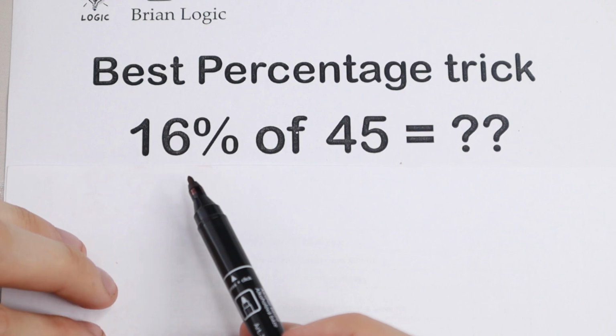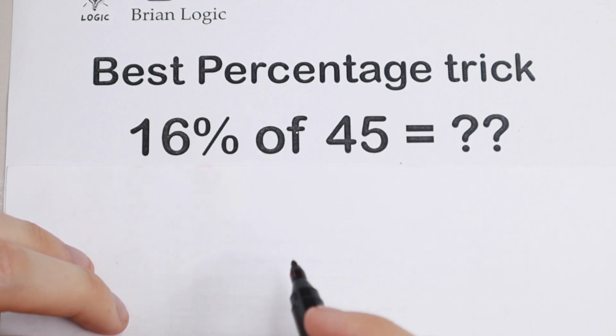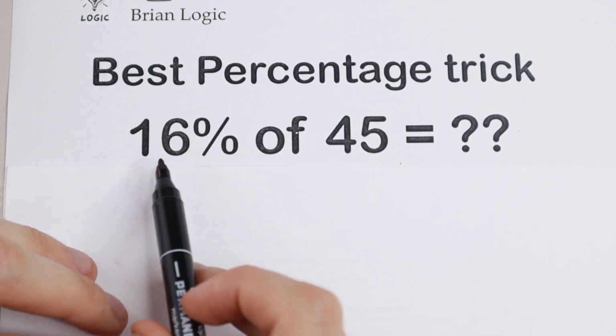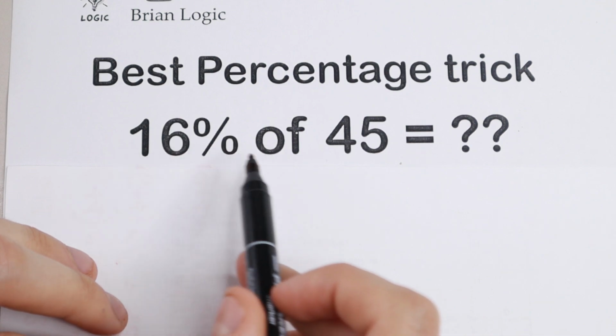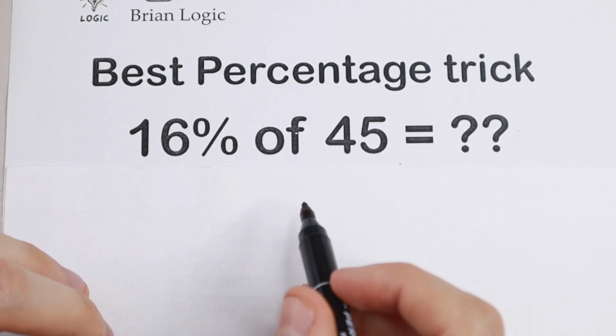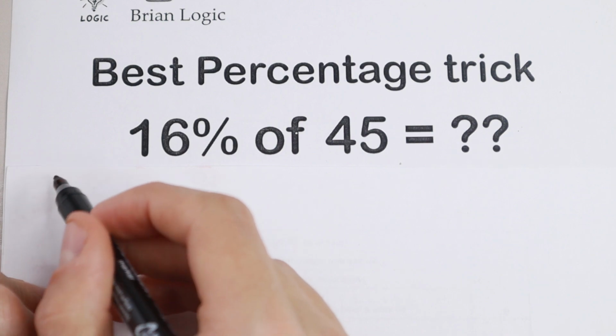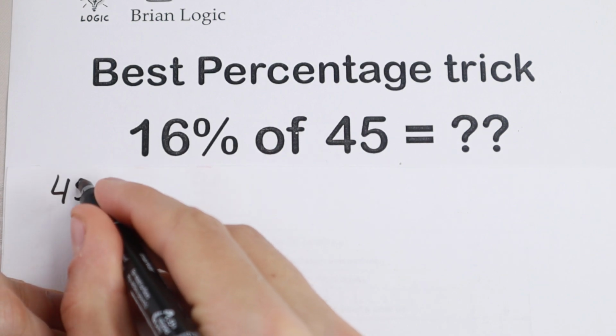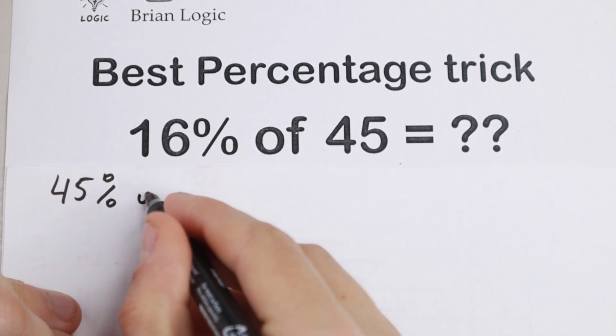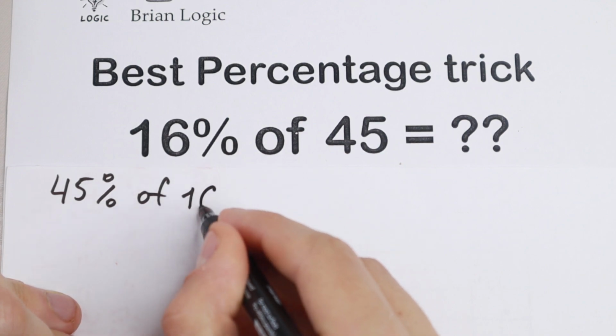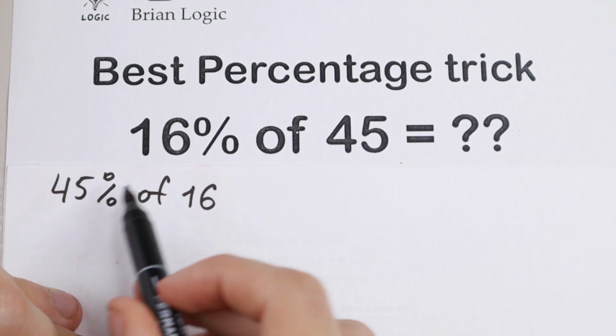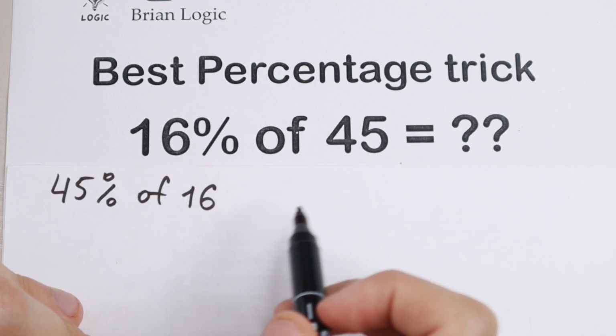Of course you can do this, but I want to show you a really good trick for doing it really fast. So the trick: we can swap these two numbers. If we have 16% of 45, we can easily write it as 45% of 16. This is the trick I wanted to show. 45% of 16 is the same, and of course you can swap it back.